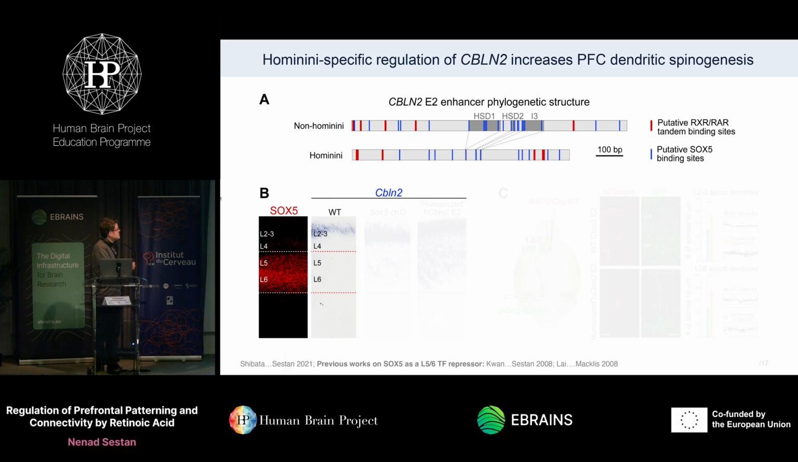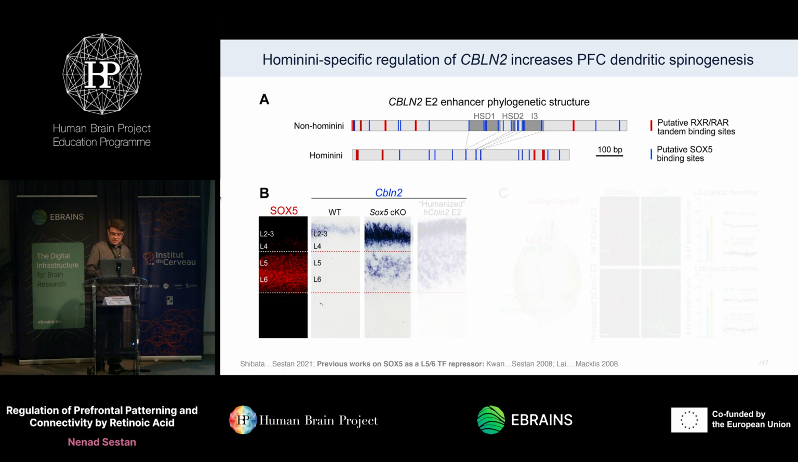So we hypothesize that the reason you don't have expression in deep layers like you see in humans is that SOX5 can bind this enhancer and repress it in non-human species. To test this, Mikihito looked at the expression of cerebellin-2 in SOX5 knockouts. These are conditional knockouts. They survive. And now you can see that endogenous cerebellin-2 is expressed also highly in layer 5 and 6.